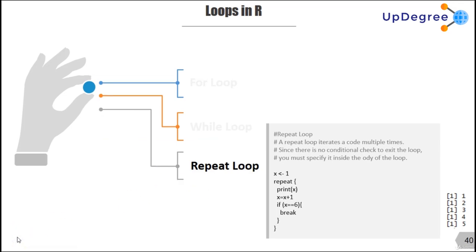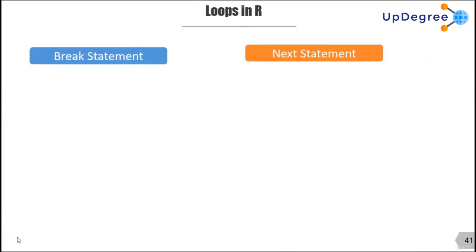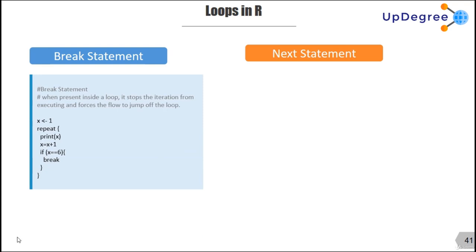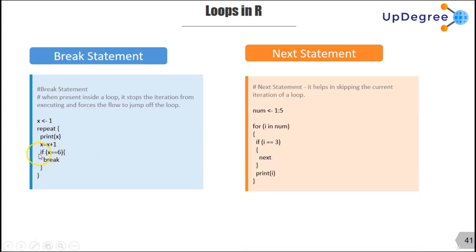Now in loops, as we discussed the break statement, similarly we have the next statement as well. It works in a slightly different way. For the break statement, I hope you understood that in a repeat loop, if you want to break from that loop, based on a condition you can write that statement, that my condition is if x is equal to 6, then break from the loop.